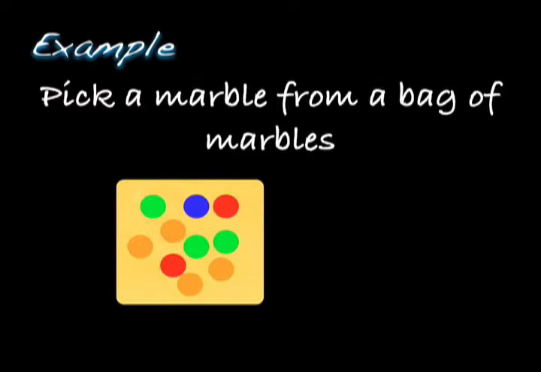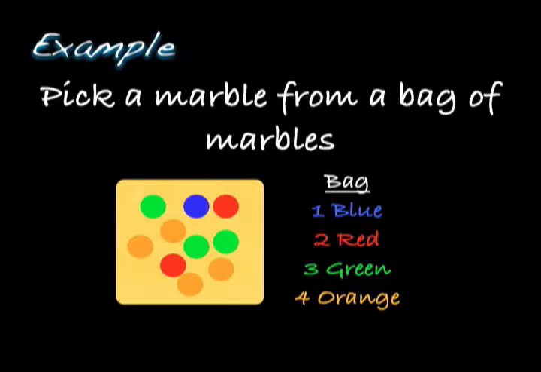If you have a bag of marbles, now the sample space is going to be defined in terms of which marbles are in the bag in terms of their color. This particular bag has 1 blue marble, 2 red marbles, 3 green marbles, and 4 orange marbles. Just observe the marbles.